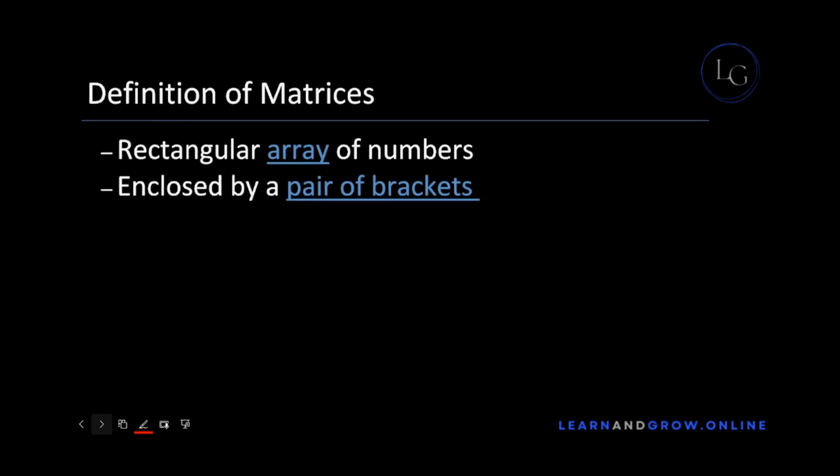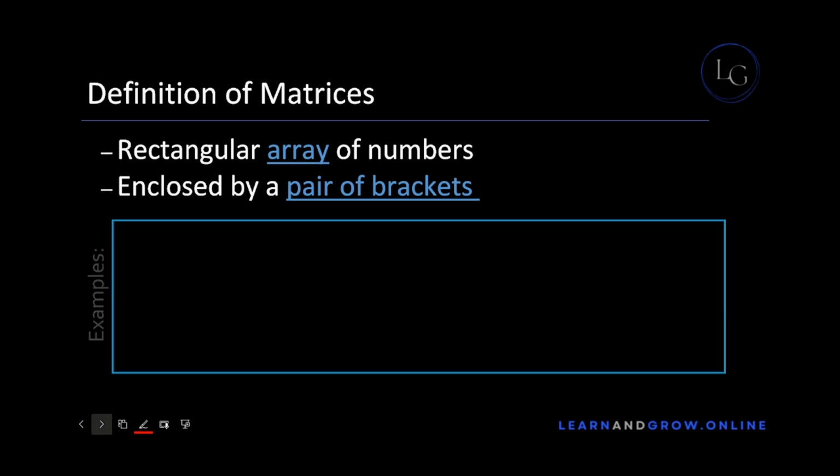First, let's discuss the definition of matrices. Matrices are a rectangular array of numbers that are enclosed by a pair of brackets. Now, let's discuss some examples. Let's take an example of one element, which is 2 here, and it is enclosed by a pair of brackets. So we will say that this is a matrix.